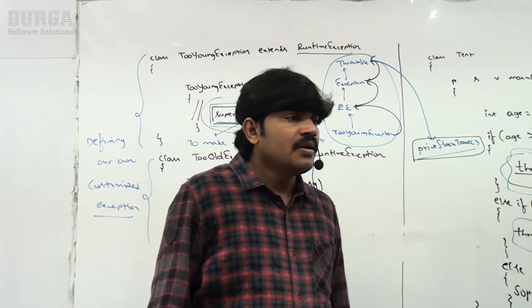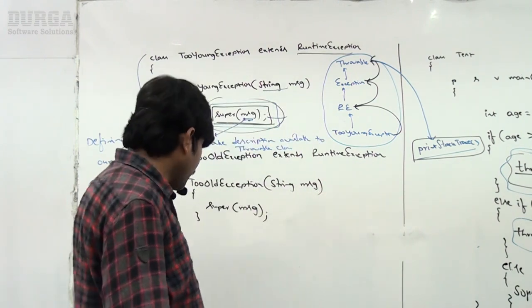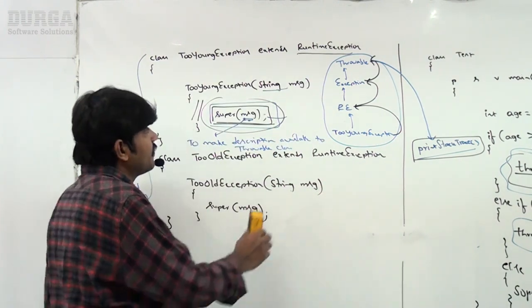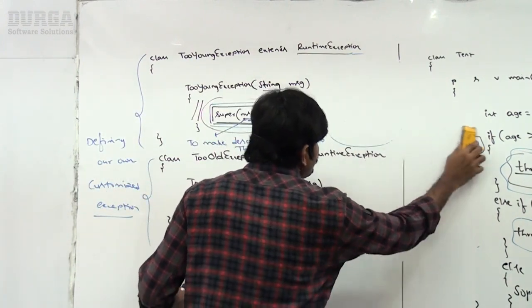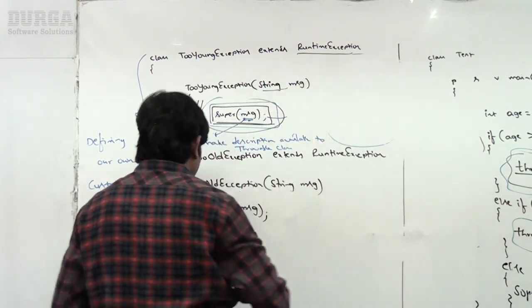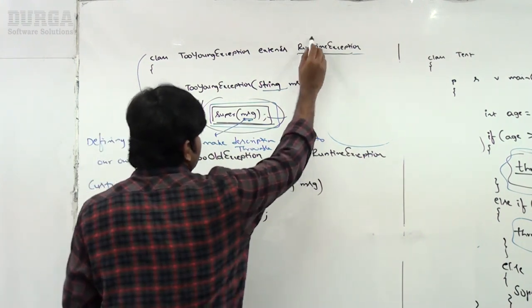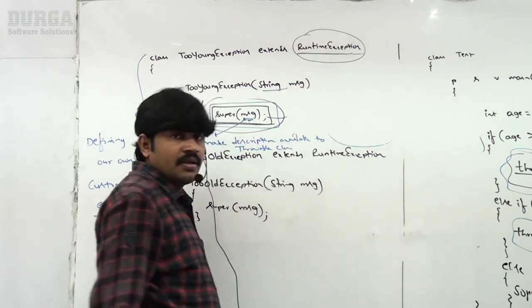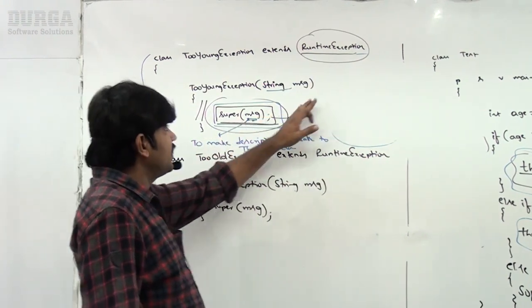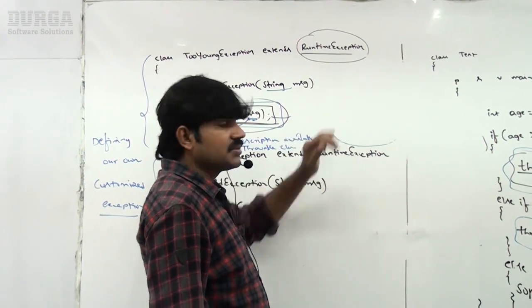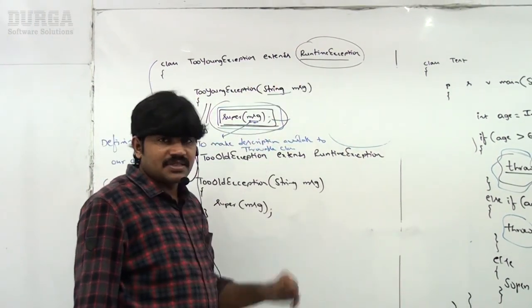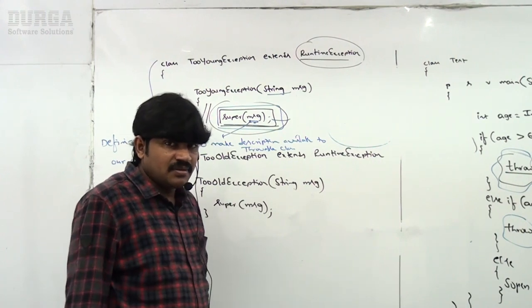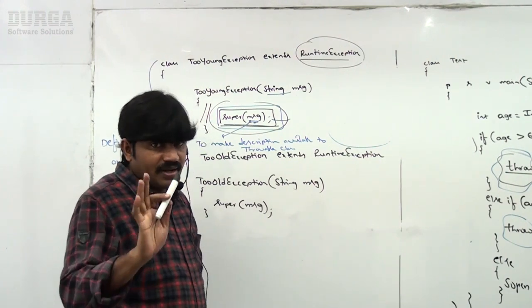Okay, well, now the third point. Observe carefully, sir. I gave the word at the beginning. It is highly recommended to extend the RuntimeException class. Sir, why do we have to extend the RuntimeException class instead of Exception or instead of Throwable? What is the reason for that?